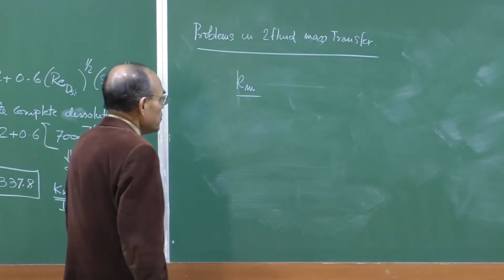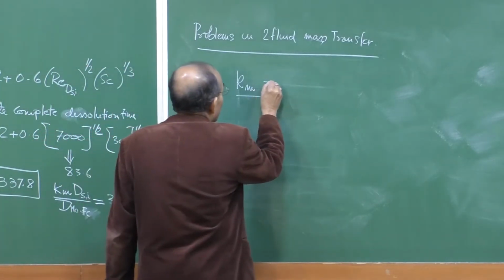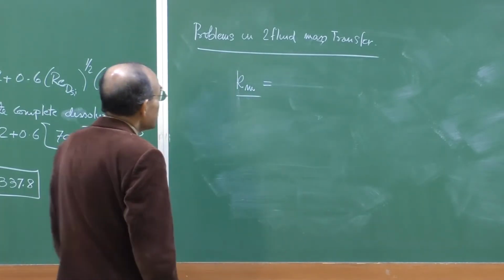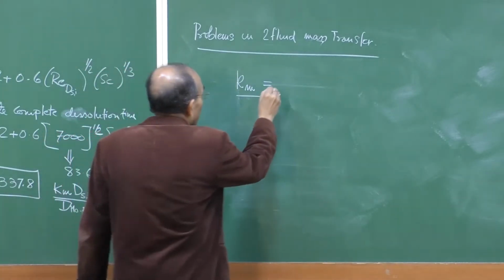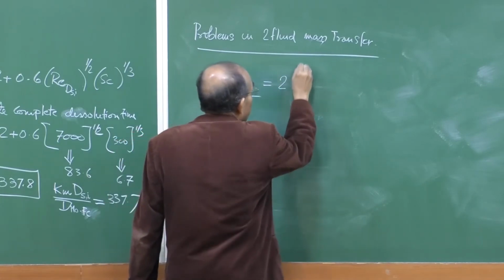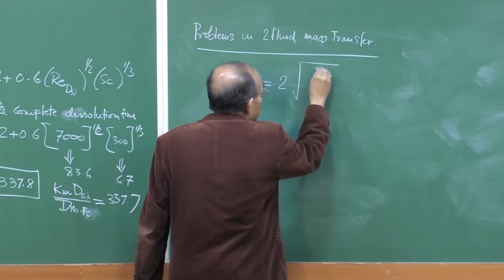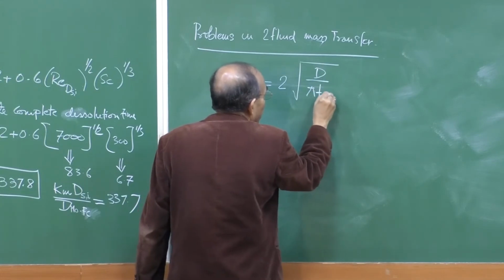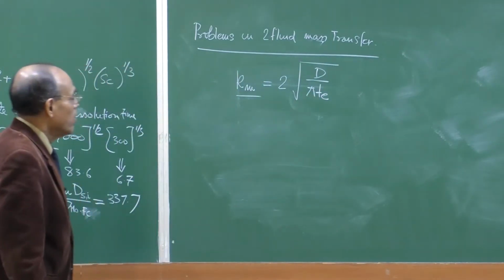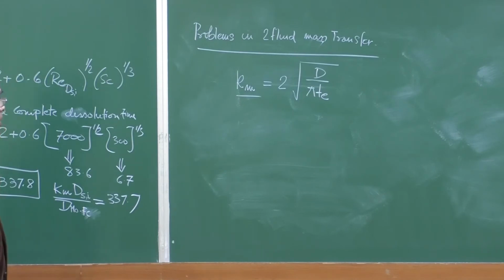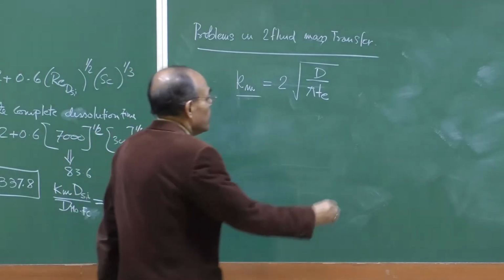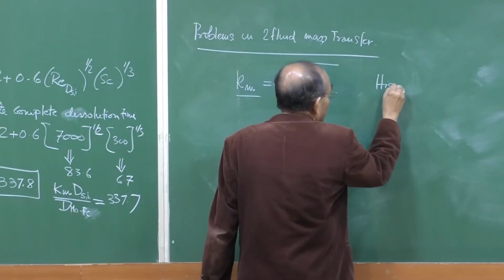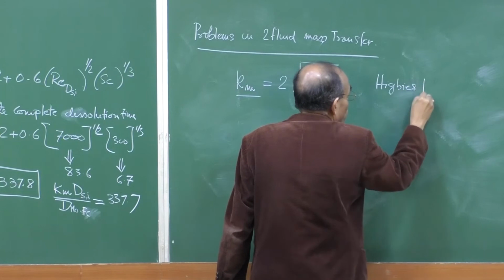Now, typically the mass transfer coefficient is calculated with an expression which is given in terms of D divided by pi t. How this expression is arrived at, I think that is discussed extensively in lectures concerning two fluid mass transfer at the undergraduate level, and this is the result of Higbie's penetration theory or Higbie's model.